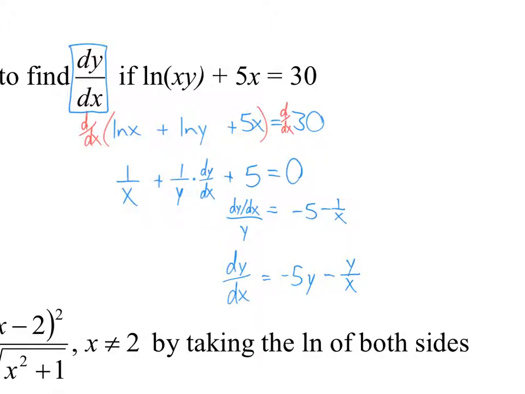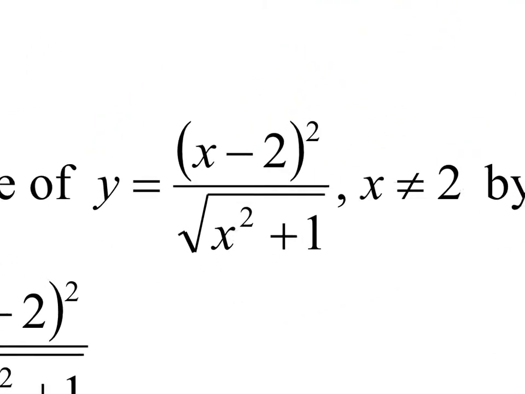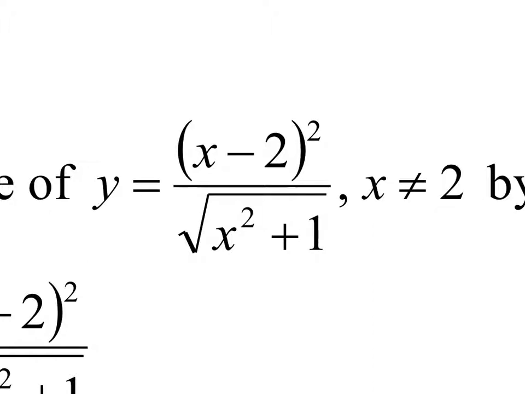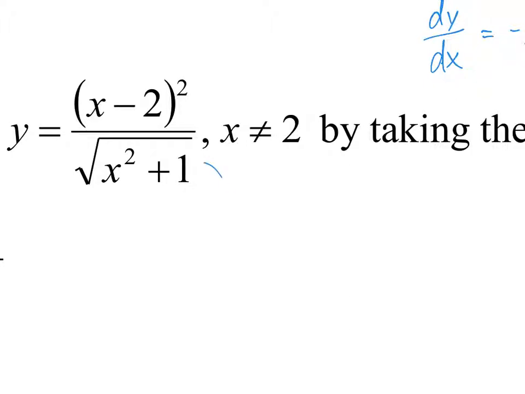Now, this is kind of cool too. Another thing that this can do is actually make it easier to find derivatives that would be kind of complicated. Here I have this function y equals x minus 2 squared over radical x squared plus 1. If I wanted to find the derivative, I could use the quotient rule with the chain rule a couple of times and simplify.